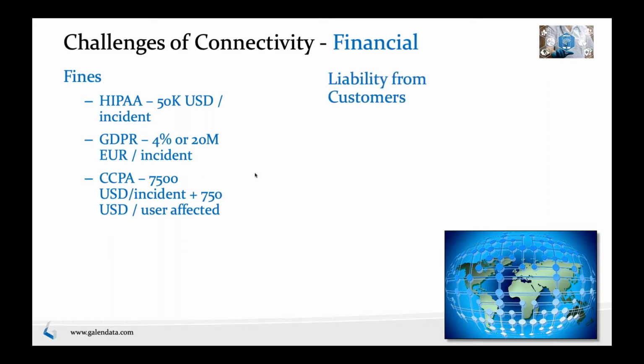You also may be exposed to liabilities from the customer, whether that be health systems or patients directly, from any kind of data loss or data access issues. And then obviously you have reputational harm. Anytime you get in the news for bad reasons, that's just not good for business. So there's significant financial impact in the choice of connectivity.